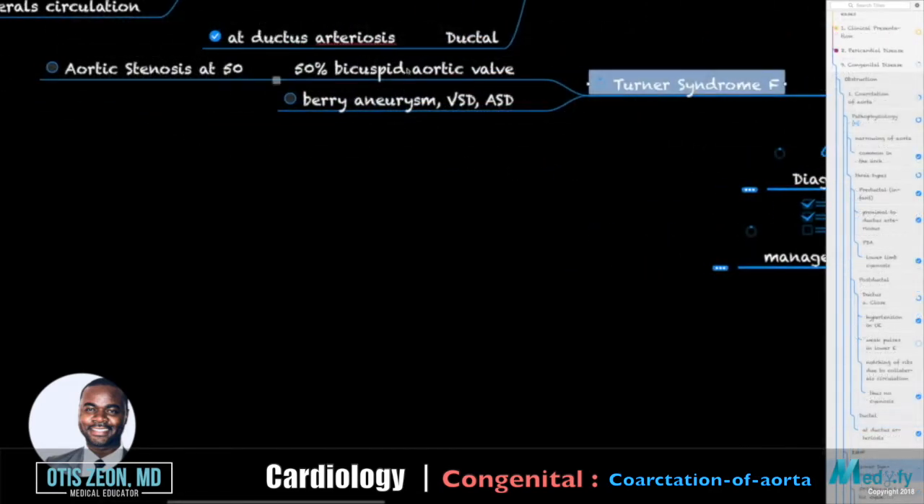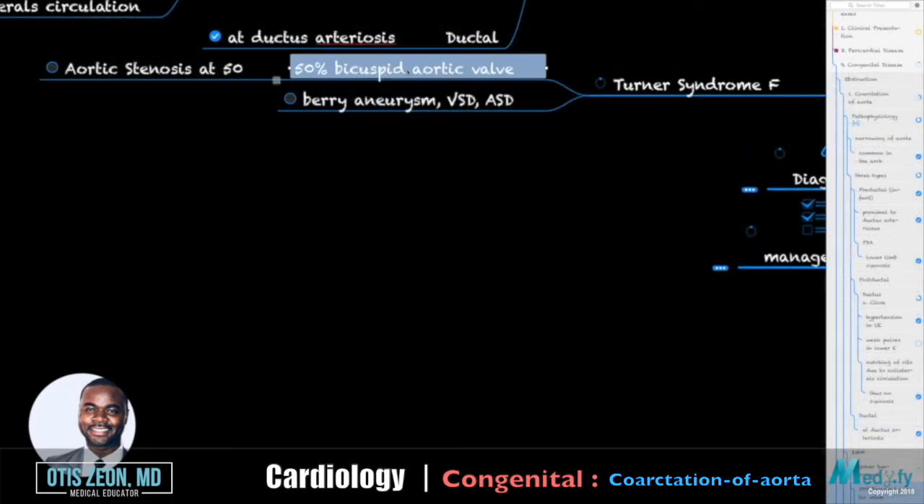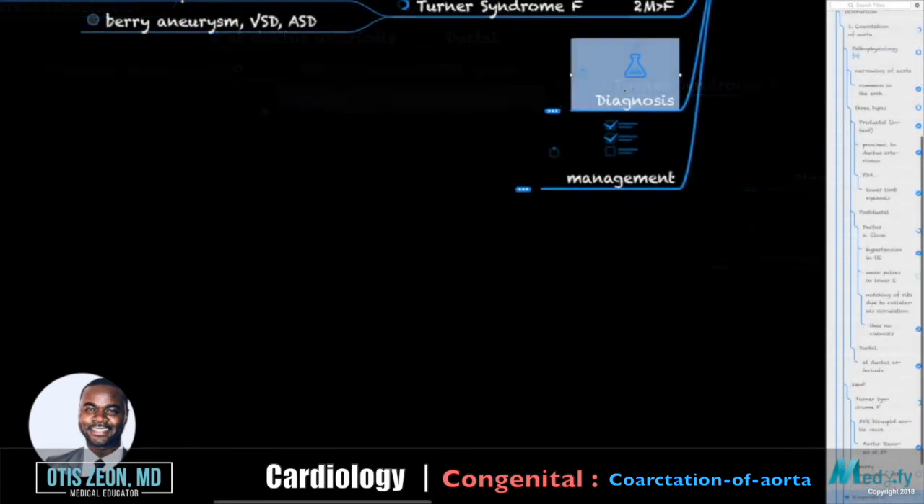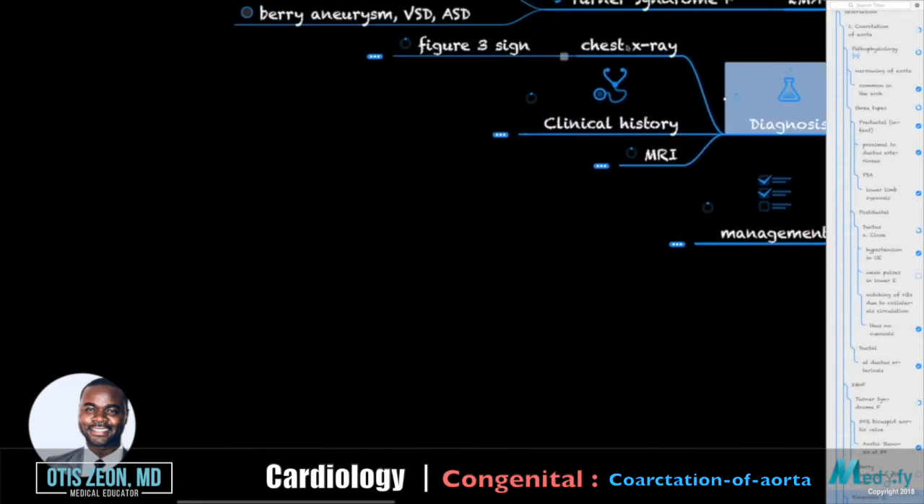And so those who have Turner syndrome, 50% of them may be prone to getting this bicuspid valve, which we talked about. They are also prone to getting coarctation of the aorta. So now we are connecting bicuspid valves with coarctation of the aorta with Turner syndrome. So make that connection. In terms of the diagnosis, you want to do your chest x-ray.